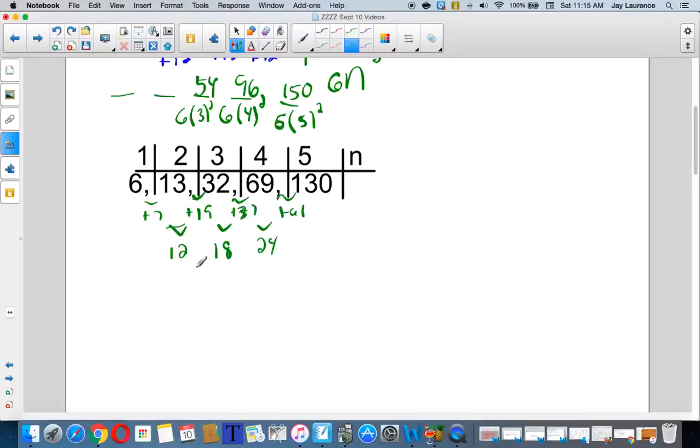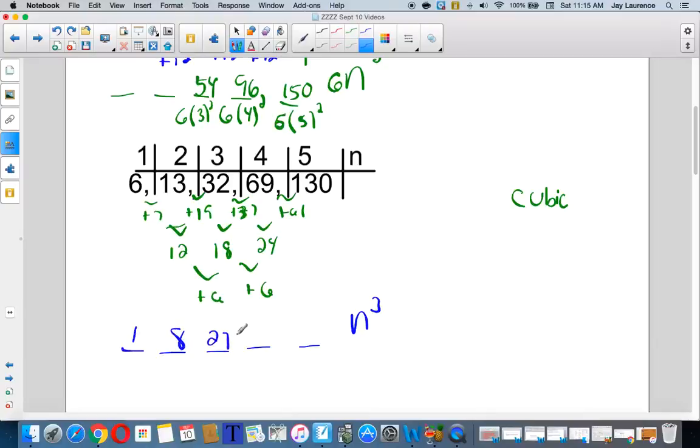It's definitely not quadratic because the second differences don't match. But look, we've got plus 6 and plus 6. So I know it's cubic. I'm going to do n cubed, and cube 1, 2, 3, 4, and 5. So I'm going to get 1, 8, 27, 64, and 125. And it looks like, to turn the blue ones into the black ones, every single time I'm adding 5. 8 plus 5 is 13.